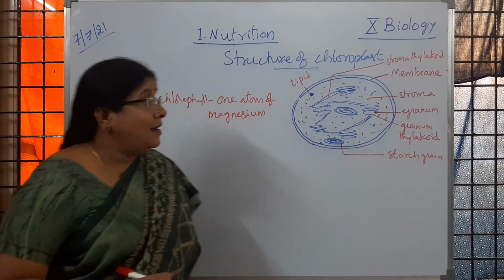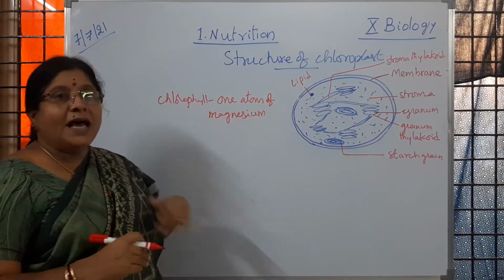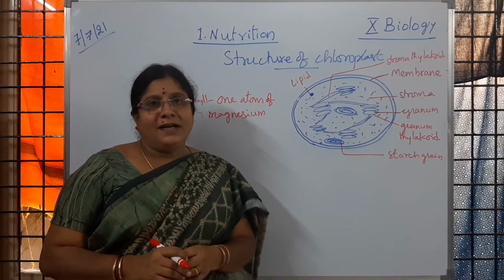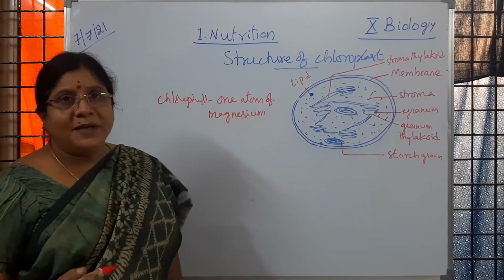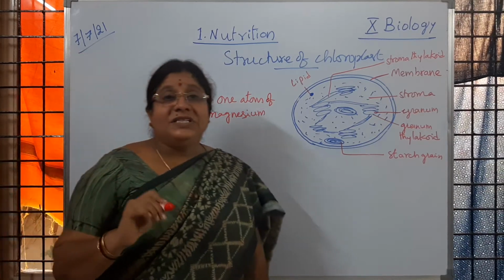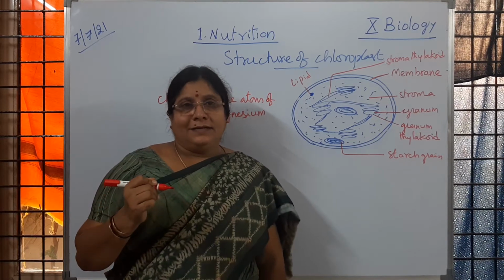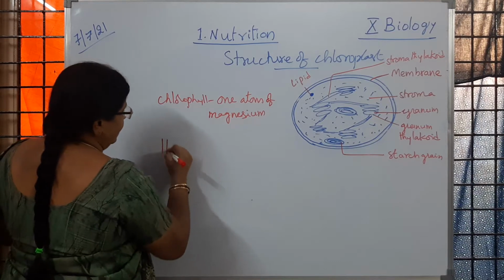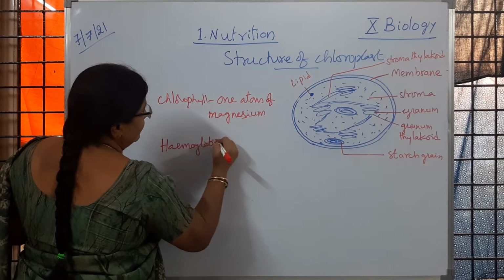Now if we compare this chlorophyll pigment with another pigment present in the human body, what is that pigment? The pigment which gives the red color to the blood. Can you guess, children? You learnt in 9th class. What is the pigment which gives red color to the blood in the human body? That is hemoglobin. Is it not? Hemoglobin.